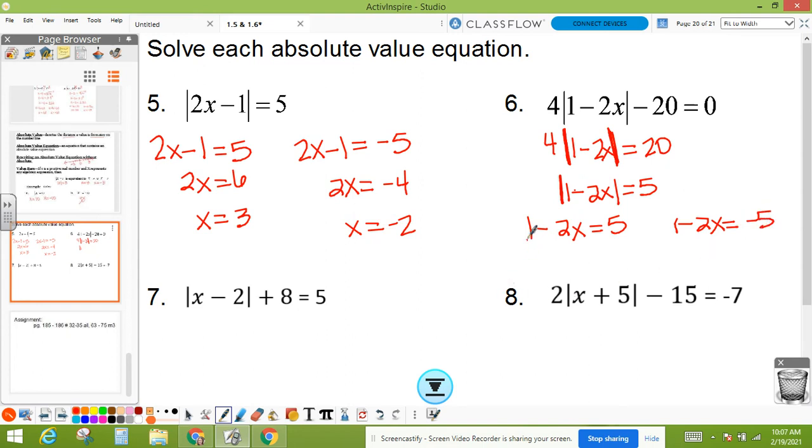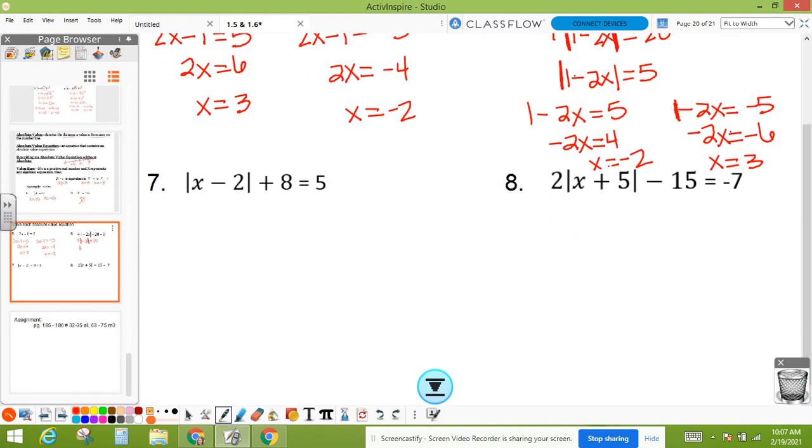All right, so if we subtract 1, then negative 2x is equal to 4, which gives us x equals negative 2. If we subtract 1 over here, because that's a 1, not a parenthesis, then negative 2x is equal to negative 6. So x is 3.